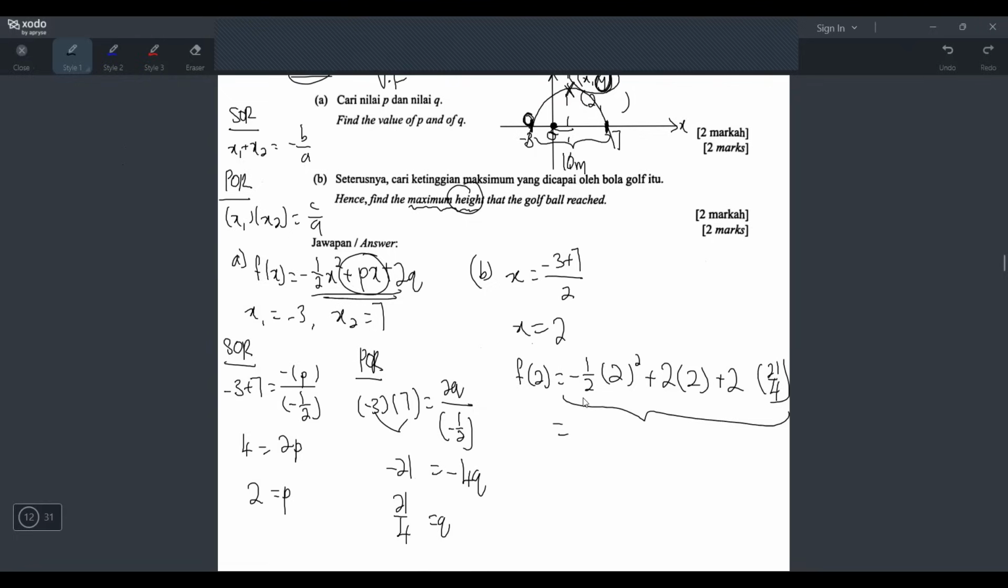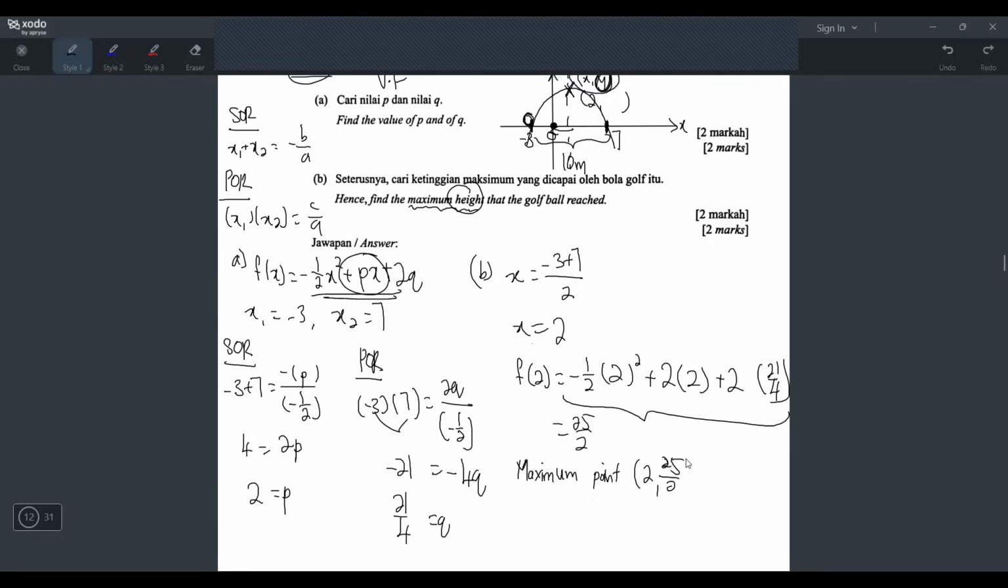So 2 squared is 4, 4 divided by negative 2, negative 2, plus 4 plus 2 times 21 over 4. Okay, my calculator gives me 25 over 2. All right, 25 over 2. It means, what is your maximum point? Your maximum point would be (2, 25 over 2).